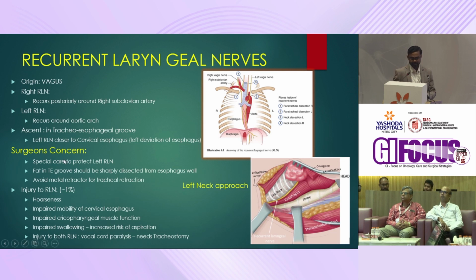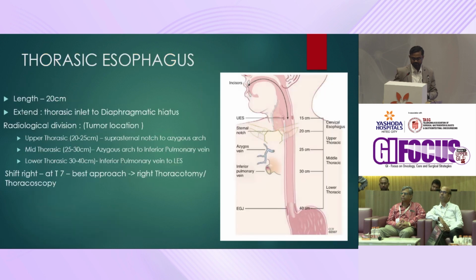So fat in the tracheoesophageal groove should be sharply dissected from the esophageal wall, and avoid using any metal retractor for the tracheal retraction. Injury to the left RLN is seen in around 1% of patients and results in hoarseness, impaired mobility of the cervical esophagus, and impaired cricopharyngeal muscle function, with impaired swallowing. Both nerve injury can lead to vocal cord paralysis and tracheostomy.